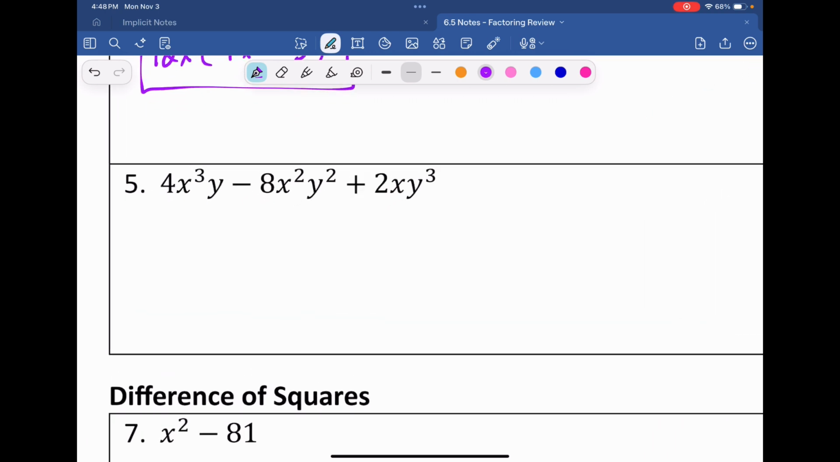All right. For a GCF, it has to be present in all 3 terms. So 4, 8, and 2 is going to be 2. X cubed, x squared, x is going to be x. Y squared, y cubed is going to be y. Okay, so 4 by 2 is 2. X cubed by x is x squared. Y by y is 1. 8 by 2 is 4. X squared by x is x. Y squared by y is y. 2 by 2 is 1, x by x is 1, y cubed by y, y squared.